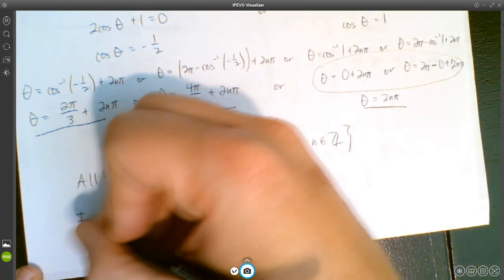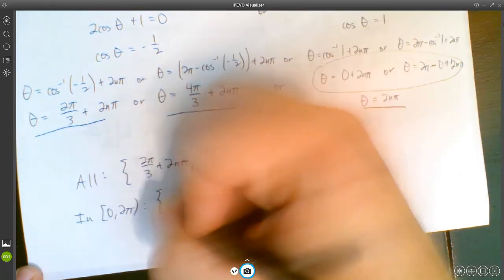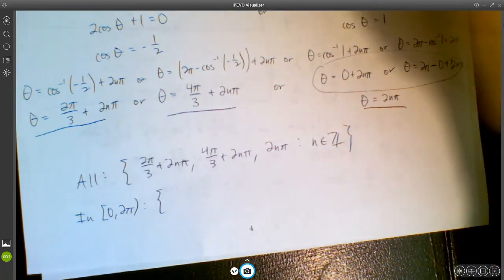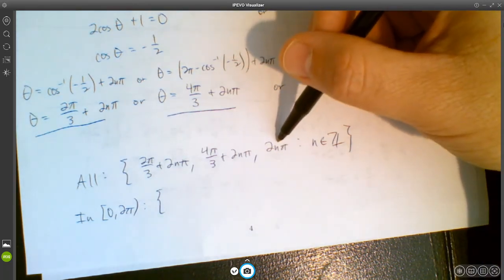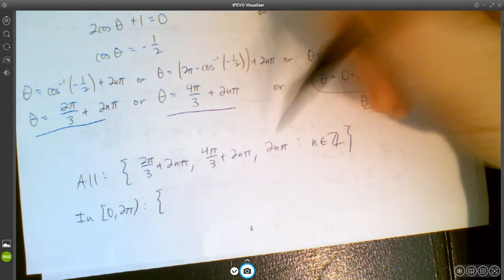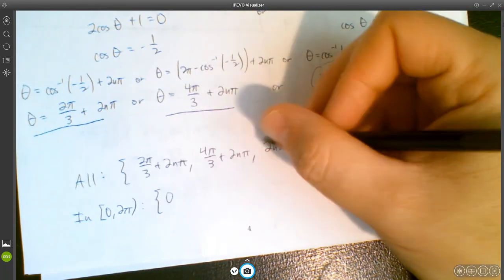Now, if we want the solutions that live in the interval from 0 to 2 pi, let's see. I'm going to start with 2n pi. If I plug in a -1, too small. If I plug in 0, I get 0. If I plug in 1, it's 2 pi, that's too big. All right, so that does it for 2n pi.